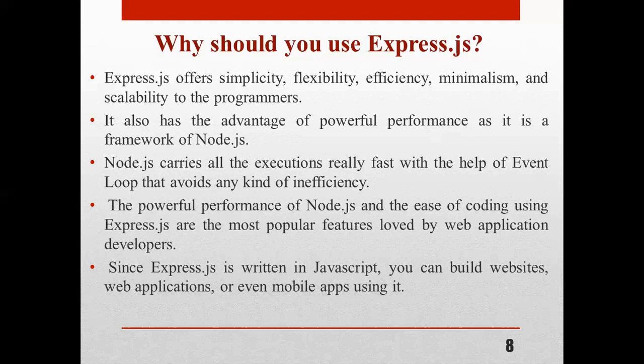Express.js is the framework of Node.js. That's why it gives powerful performance. Node.js carries out all the executions really fast with the help of the event loop. We have seen that the event loop avoids any kind of inefficiency and carries out all the executions. There we have seen the role of threads, the blocking and non-blocking stages.